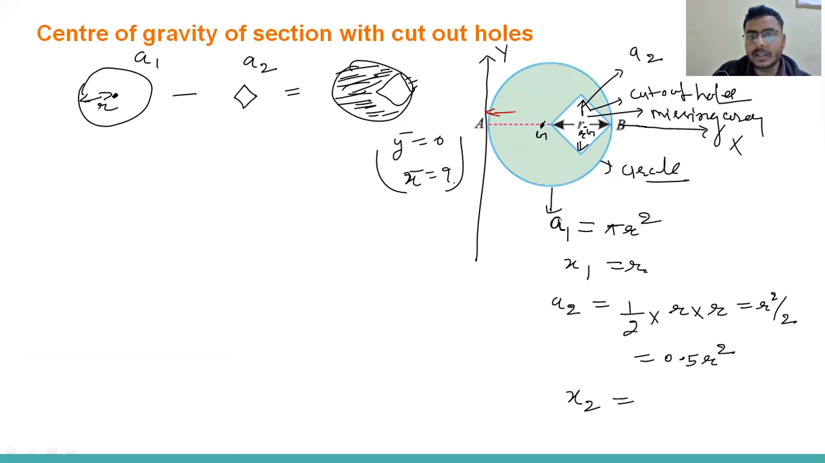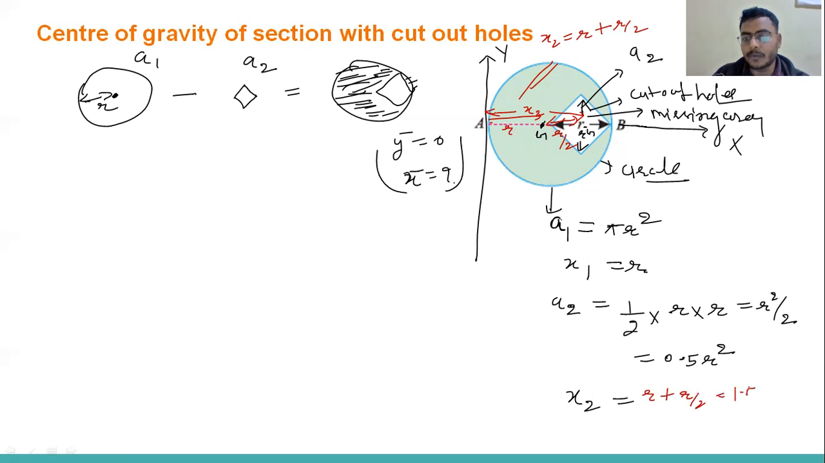So now we can calculate x2. Up to here, this is R1. Now, this value total is R. So the centroid for the missing area will lie here, at R by 2. So up to here is R, and from here to here is R by 2. So we can write R plus R by 2, which will come to 1.5 R. Are you getting the point?